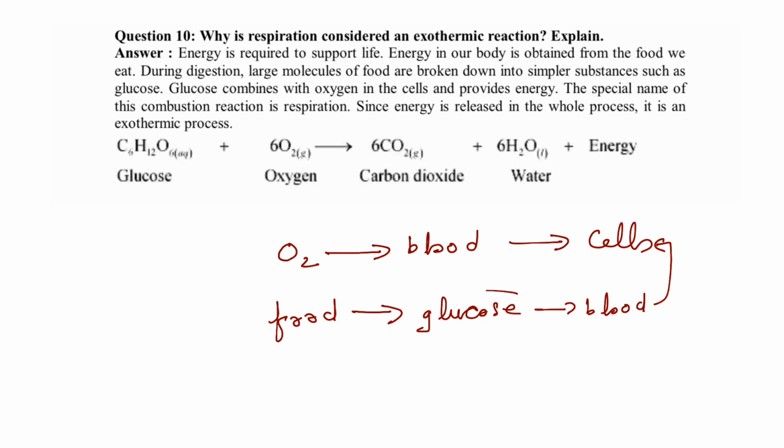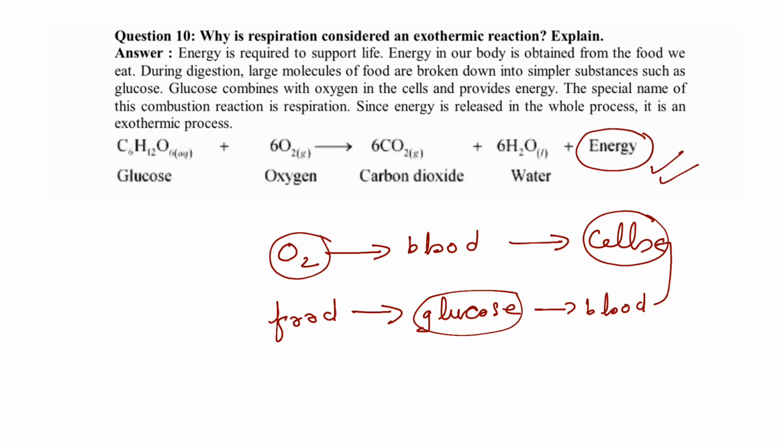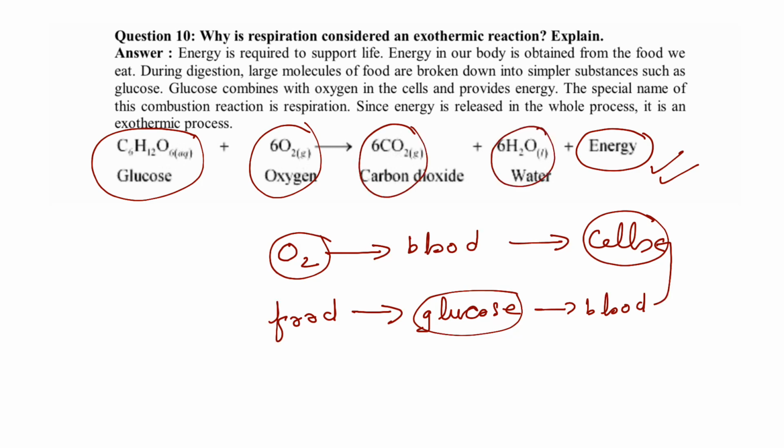Now, this glucose and oxygen undergo reaction at cells so that energy is released. And that energy is used for our metabolic activities. Glucose and oxygen combine in our cells so that you get carbon dioxide and water, which will be eliminated from our body through urine, sweat and by breathing. And the byproduct is energy, which will be utilized for our metabolic activity.